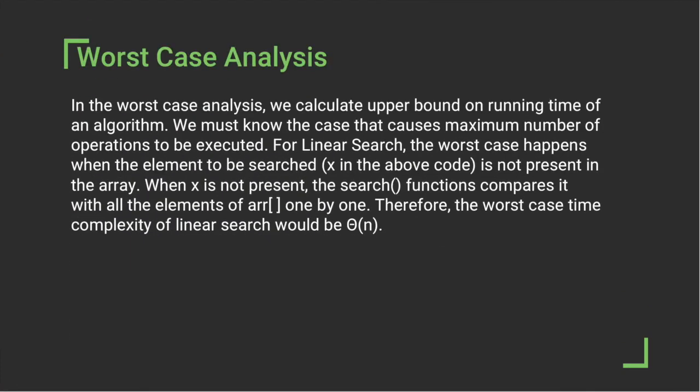So, worst case analysis. In the worst case analysis, we calculate the upper bound on the running time of an algorithm. We must know the case that causes the maximum number of operations to be executed. For linear search, the worst case happens when the element to be searched is not present in the array. When x is not present, the search function compares it with all the elements of the array one by one. Therefore, the worst case time complexity of linear search would be O(n), where n is the number of elements.